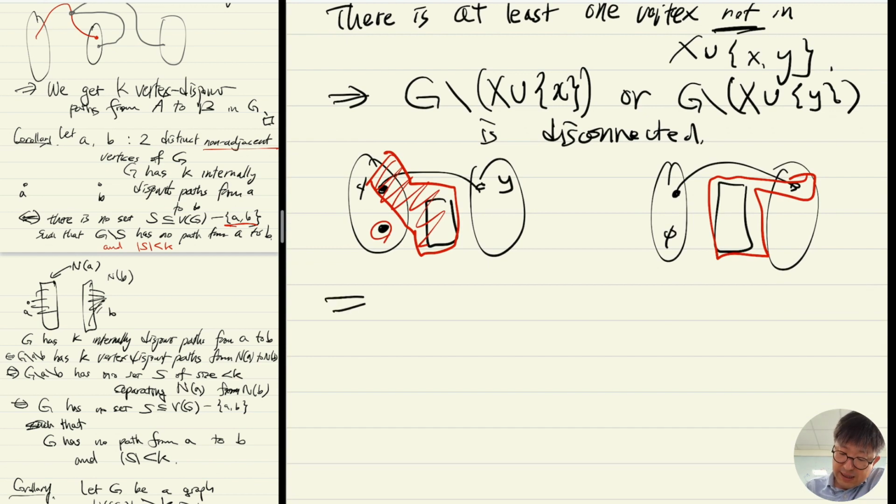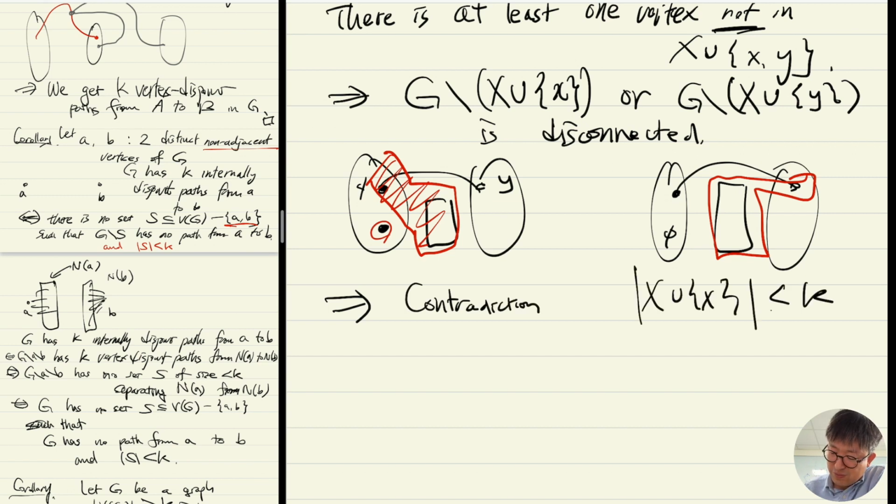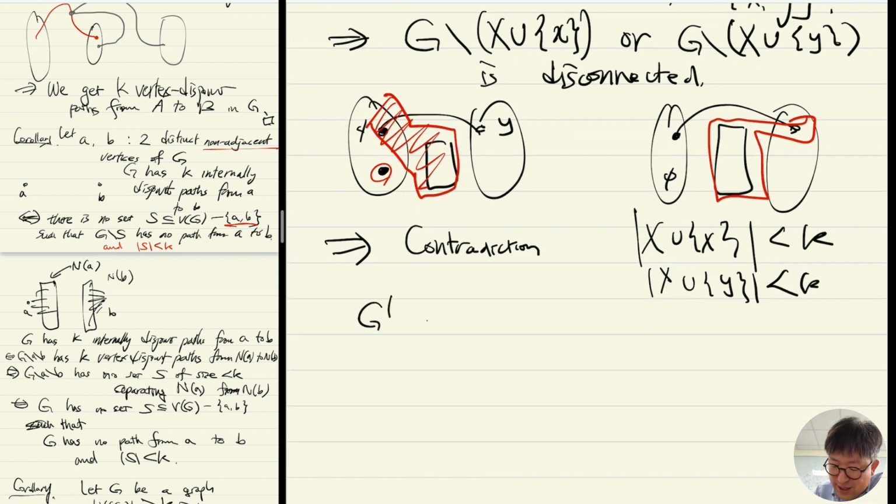Now that means, what? Contradiction, because X union Y is too small. It's a contradiction to the assumption that G is K connected. So G prime is K minus 1 connected.